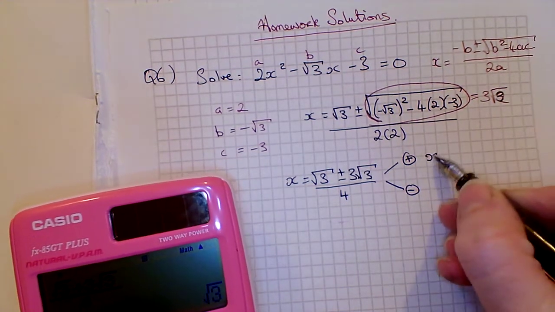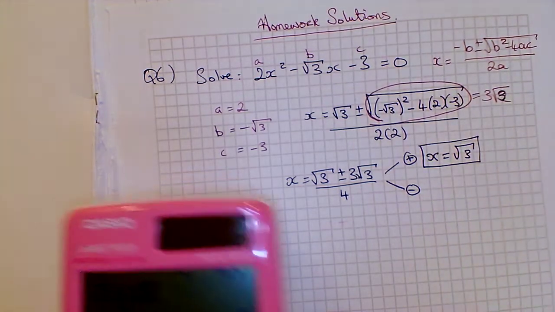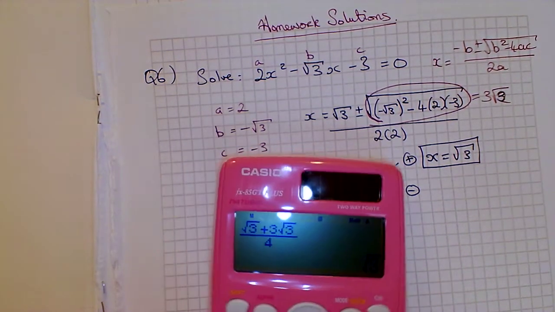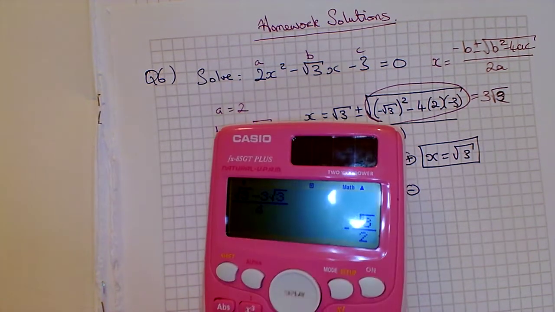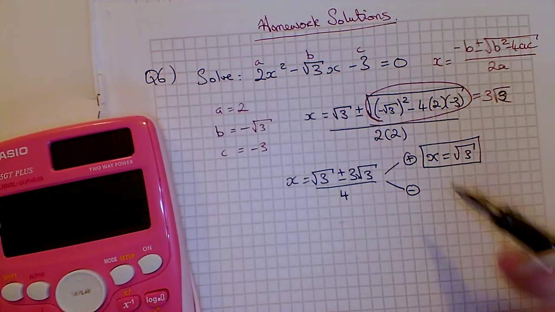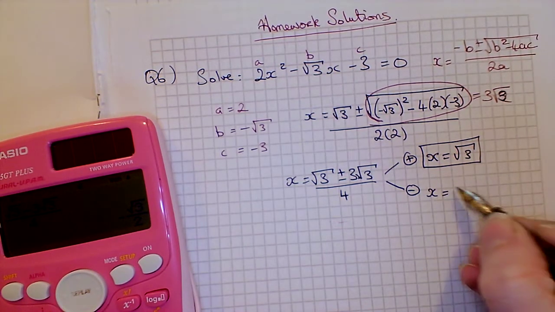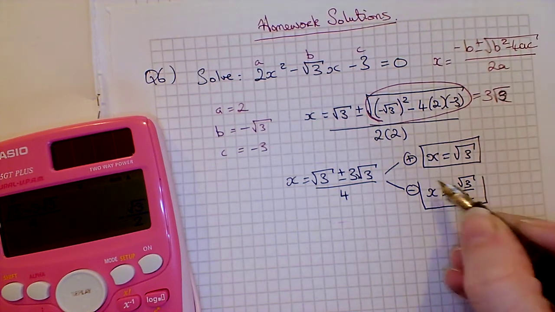So if you want to, you can do these without a calculator. I'm just showing you how the calculator can help us not make mistakes with it, and we're not going to lose any marks unless they asked you to do it without a calculator. So the second one then is minus root 3 over 2. So x is minus root 3 over 2. And that's it, that's the full answer.